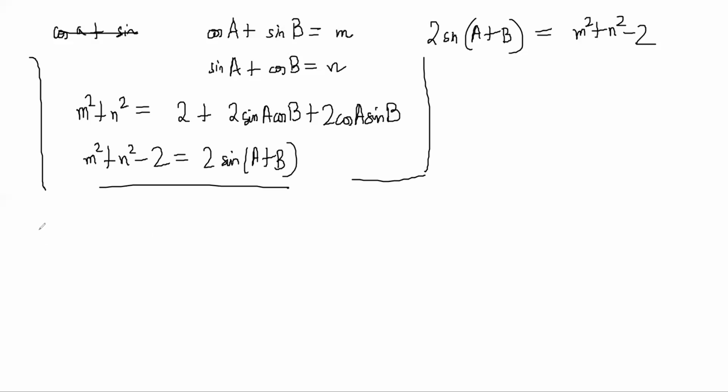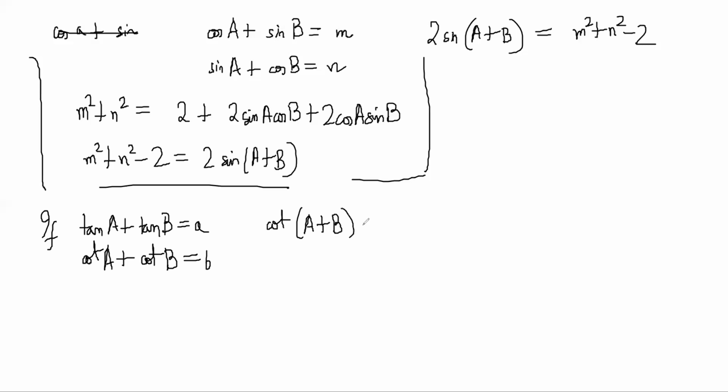If tan A plus tan B equals a, cot A plus cot B equals b, small b, then prove that cot of A plus B equals 1 by a minus 1 by b.